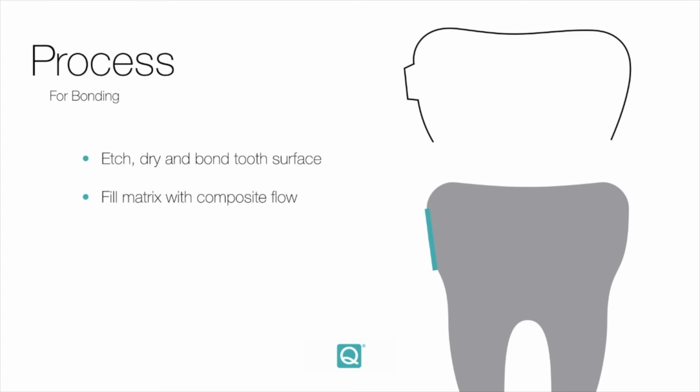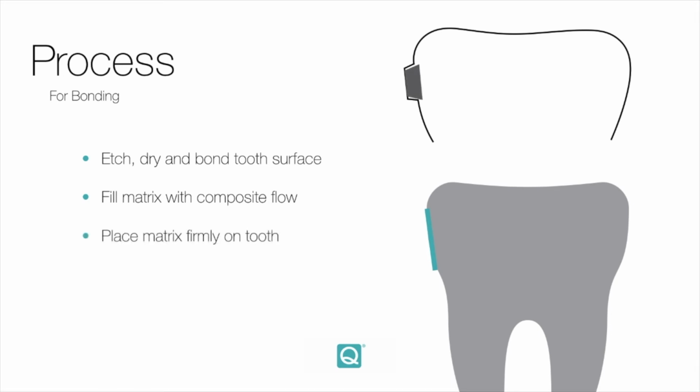The next thing to do is to fill the matrix with the composite flow, and it's a good idea to use a highly filled composite such as Tetric Flow. When you have composite materials, there are two parts to them. There's the filler and then there's the resin. The filler is the hard stuff, the resin is effectively the glue that keeps all the hard stuff together. So if you have a high filler content, the composite is much less likely to wear during treatment and as you're placing and removing the aligners.